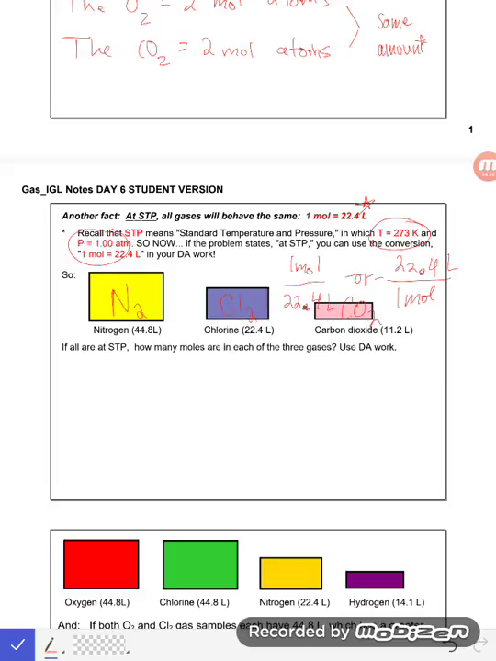We can set up some unit cancellation here. We'll start with nitrogen, 44.8 liters, and that's our given over 1. And we're going to use our conversion factor. The first conversion factor has the liters on the bottom so that we can cancel out liters and convert to moles. Once you plug that in your calculator, you would come out to 2.000.